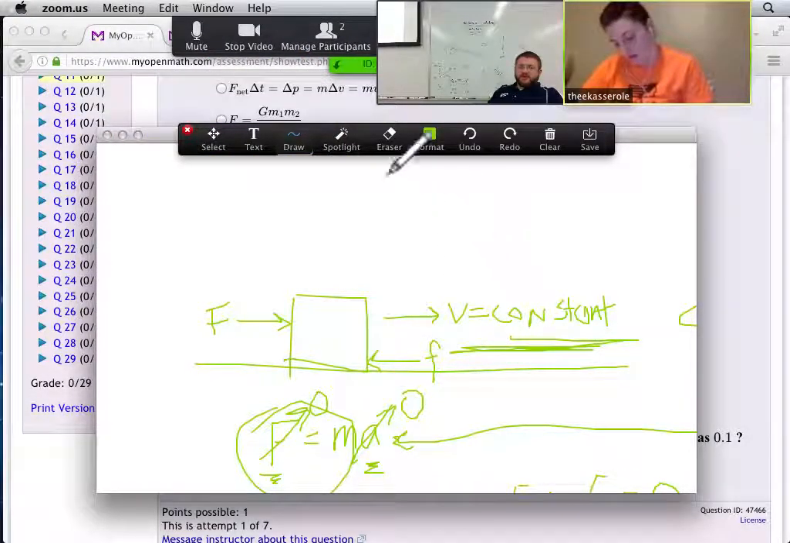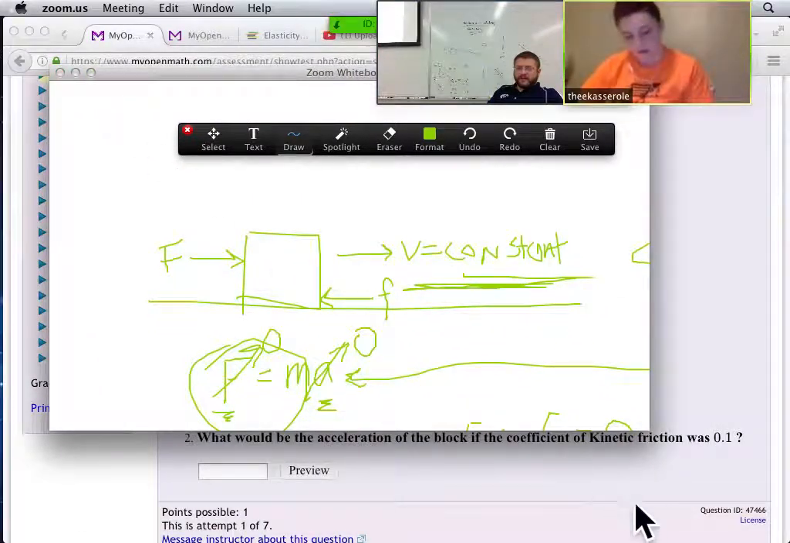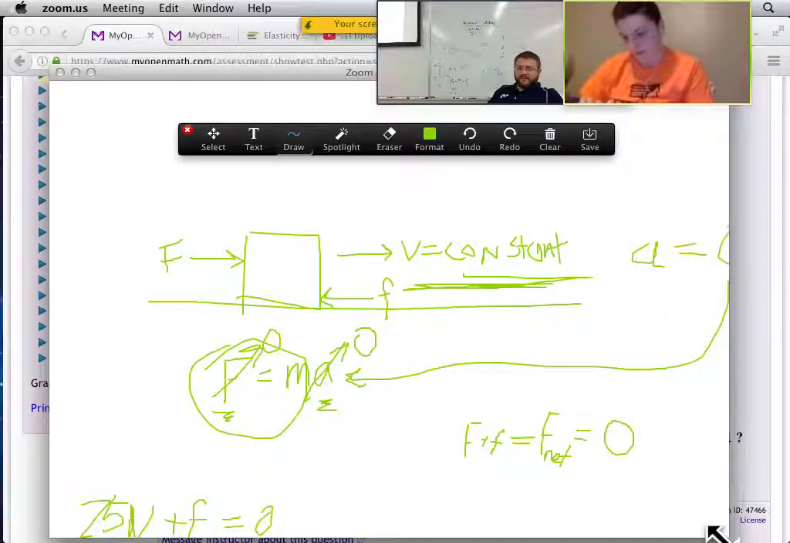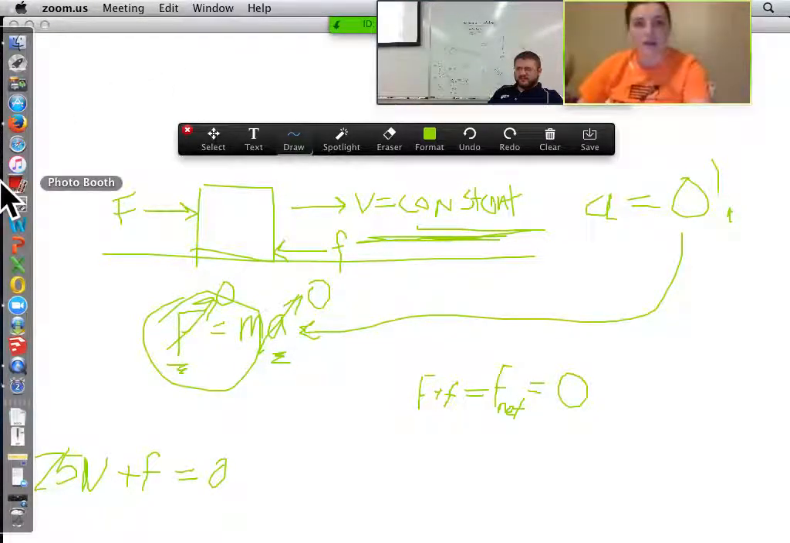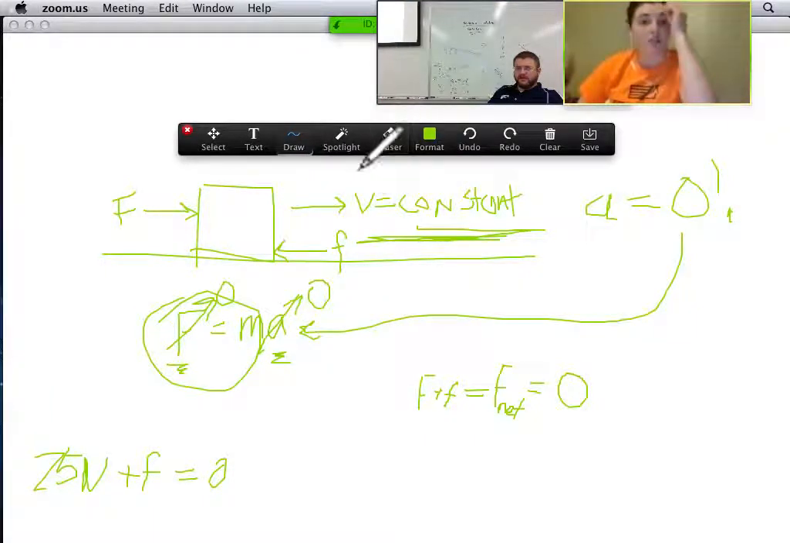Oh, so remember, in this problem here, this is the deal. We got a force pushing to the right, we have a frictional force pushing backwards, but the velocity is constant, right? Is that right? That's the first part. Wait, is that the right one? No. At a constant speed. I don't even know what I'm doing anymore.